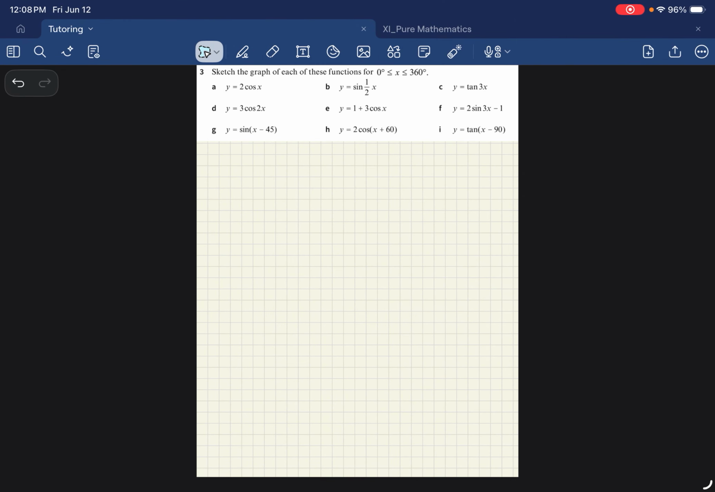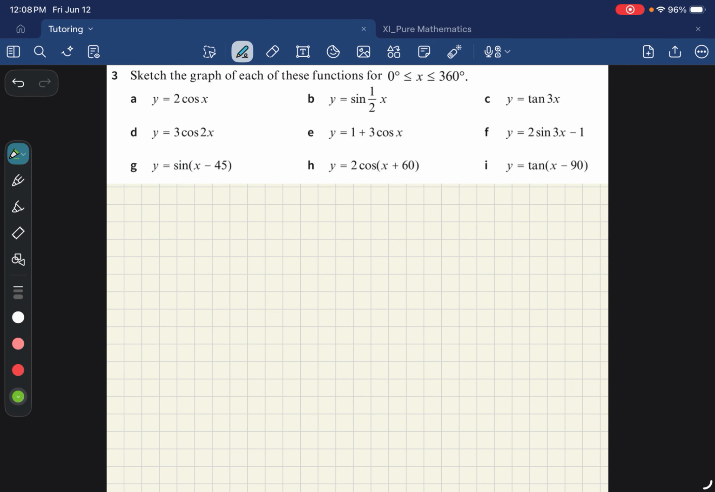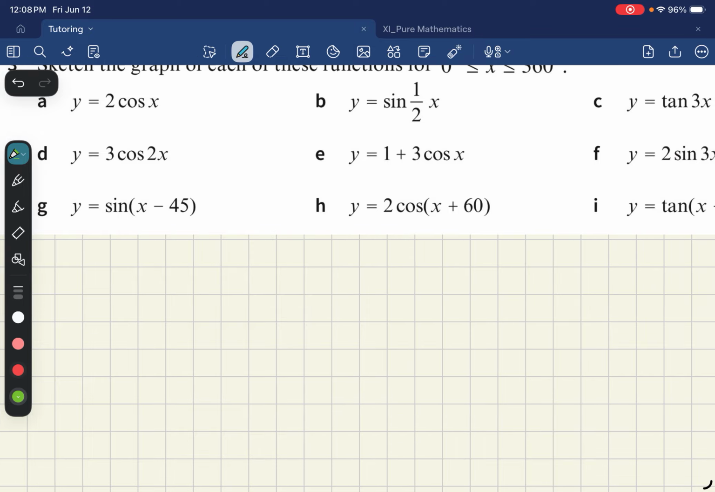Alright, so I'm making this video because I felt that I didn't do as good of a job explaining how to sketch these graphs. So we're gonna look at the graphs in this video. Alright, so now I'll try to give you a more systematic approach on how you can draw the graphs.